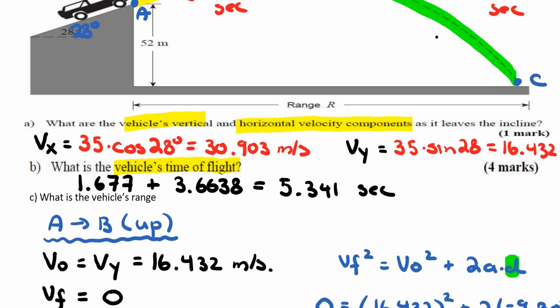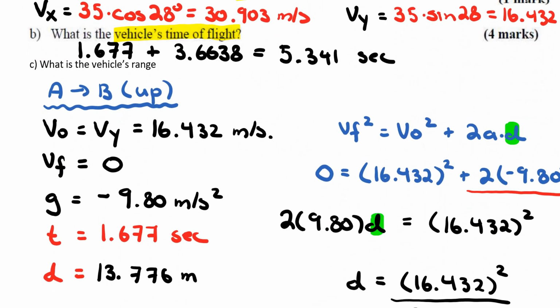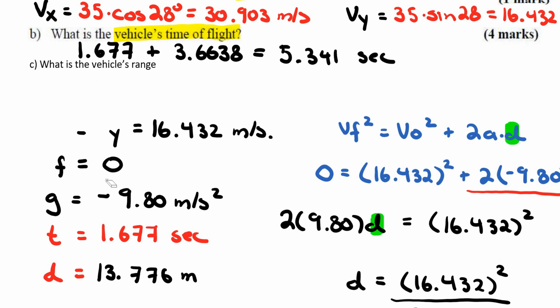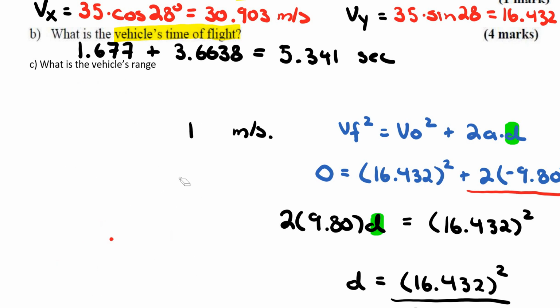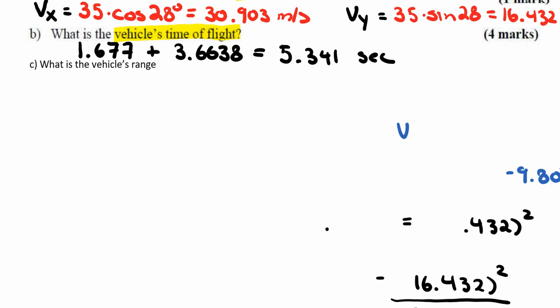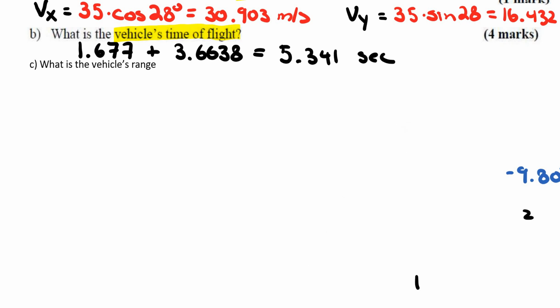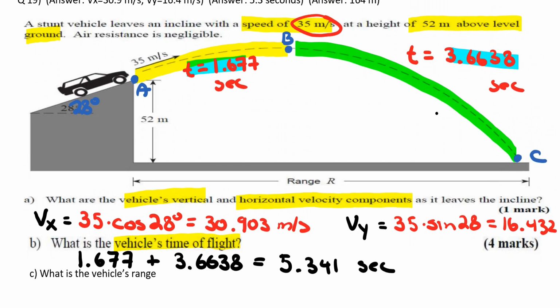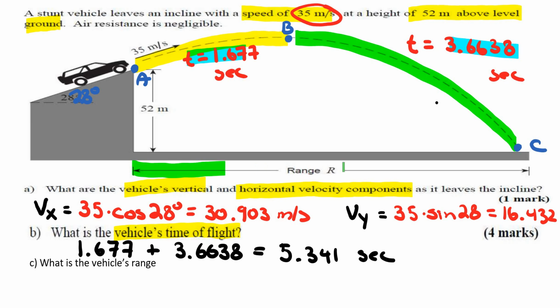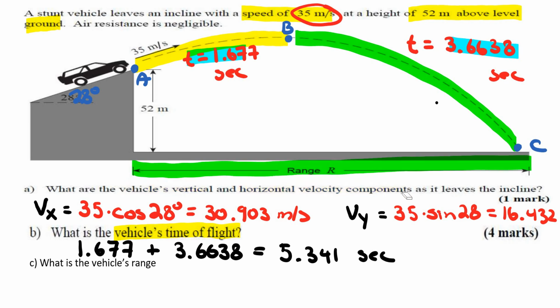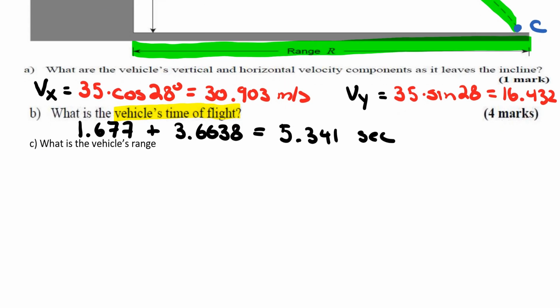Okay, final question is I want to find the vehicle's range. Okay, so if I want to find the vehicle's range, I've got to erase all this. And let's just go ahead and figure out how we can calculate the range here. So basically the range is this bottom part right here in green. Alright, so we want to find the range right there. So if I want to find the range, there's a very nice formula for the range here.